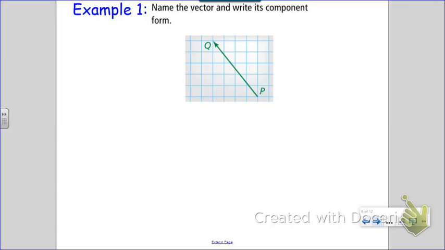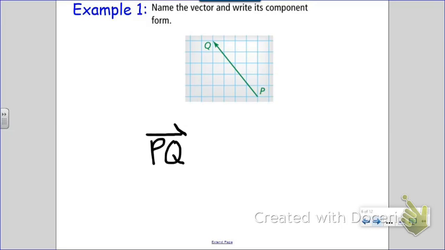So the first thing we're going to do is name the vector and write its component form. This would be vector PQ. Sometimes we use the full arrow. Some books use a half arrow for the vector. It's different from a ray because technically there's a point at the end of a vector, so it gives the direction, and it's called a directed line segment because it's measurable. A ray, remember, is not measurable.